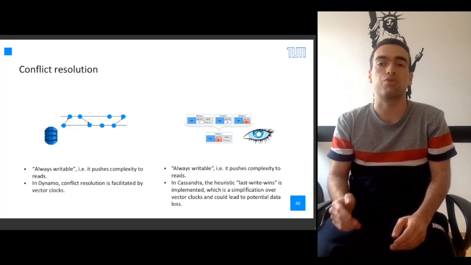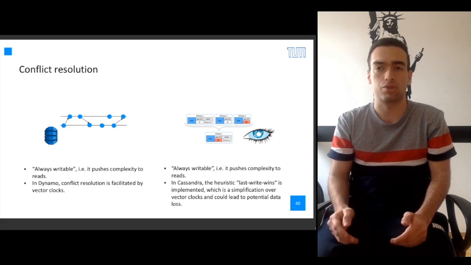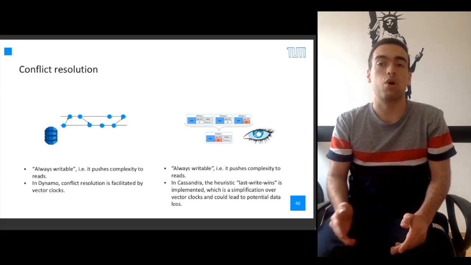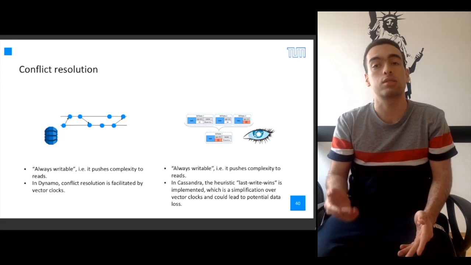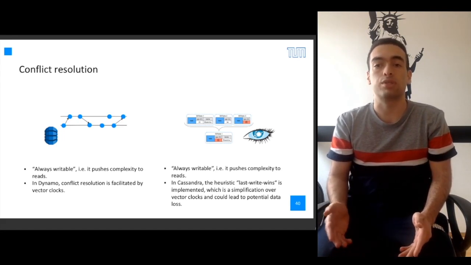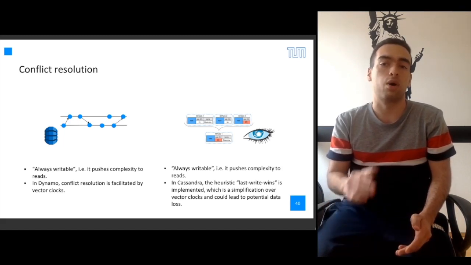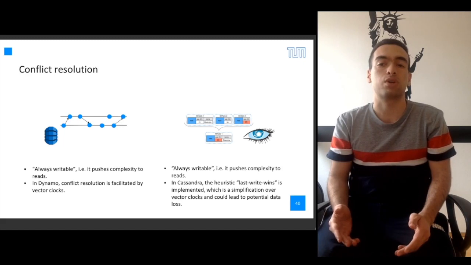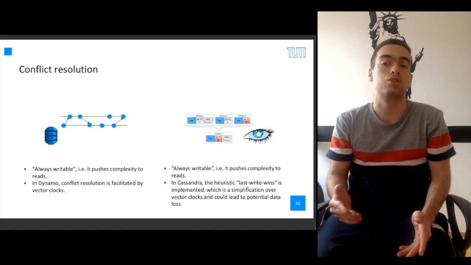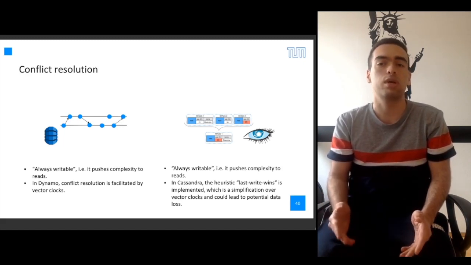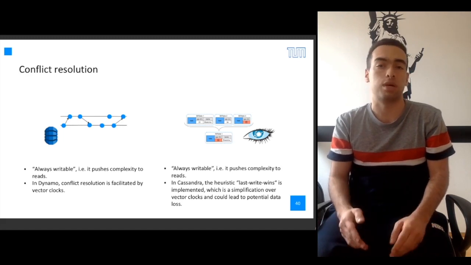The common heuristics for conflict resolution are vector clocks, which are used in Dynamo, or last write wins, implemented in Cassandra. Last write wins is a simplification over the vector clock approach. It could lead to potential data loss. However, the maintainers of Cassandra believe this simplification is justified because the data model is different from a key value database.